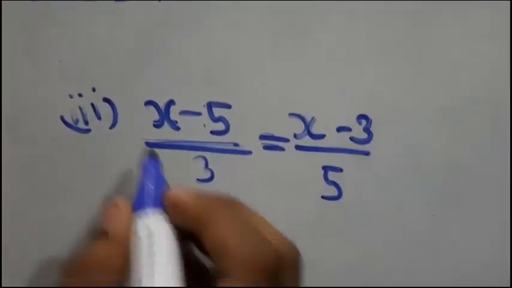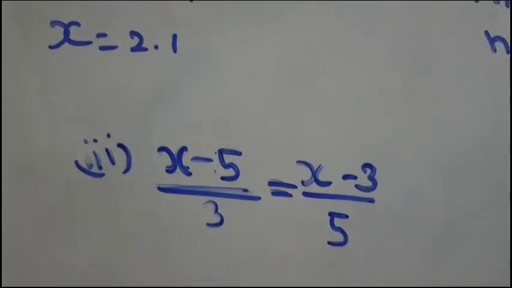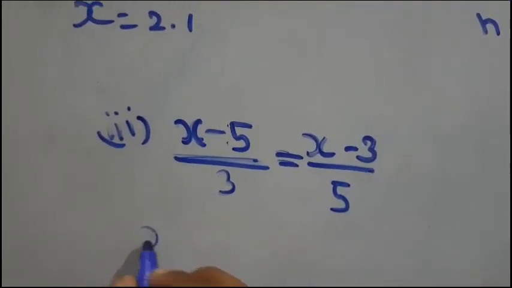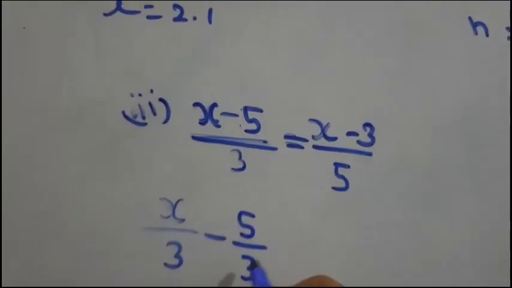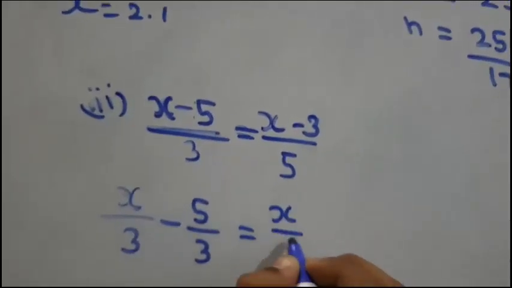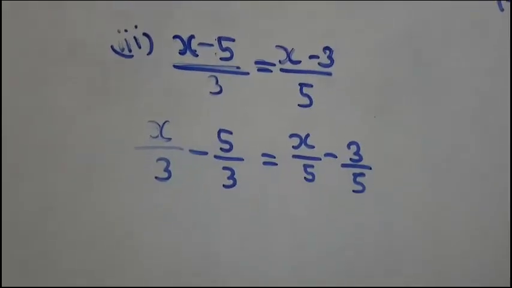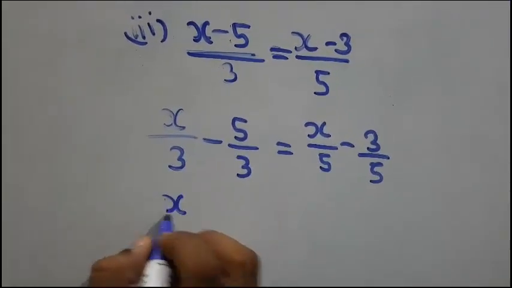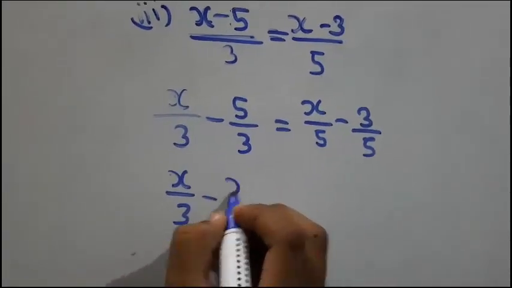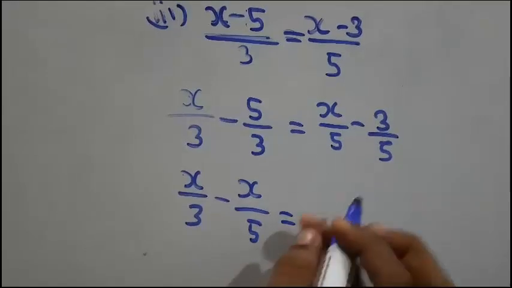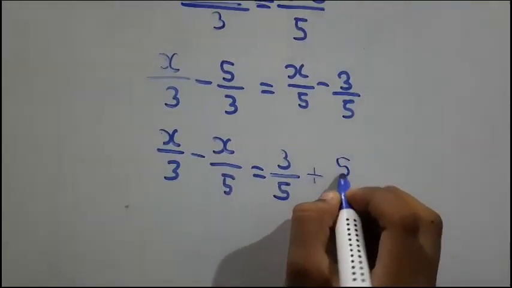Third question is x minus 5 by 3 equals x minus 3 by 5. We have to separate it. First, x by 3 minus 5 by 3 equals x by 5 minus 3 by 5. We have to separate the variables and the constants. x by 3 minus x by 5 equals, when 5 by 3 goes to the RHS side it becomes minus 5 by 3, 3 by 5 minus 5 by 3.